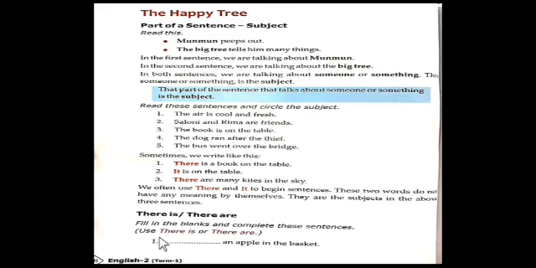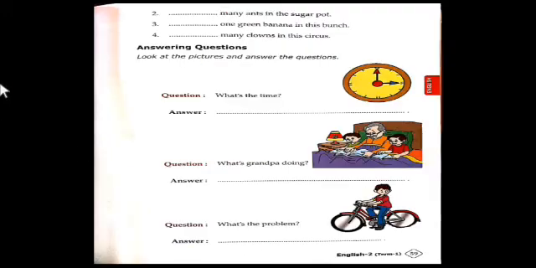Okay, here also fill in the blanks and complete these sentences using there is and there are. So first one, dash an apple in the basket. So what can you write here? There is or there are? Yes, there is an apple in the basket. And turn the next page. Sorry, page number 59. Come to page number 59.